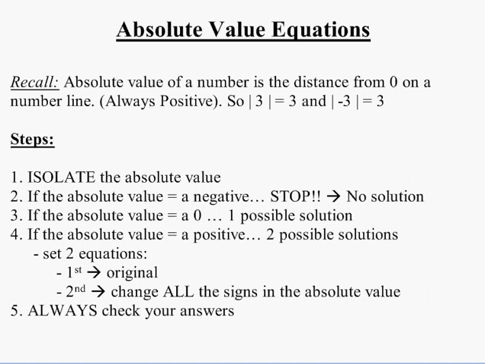Alright, so we have absolute value equations. Now recall, an absolute value of a number is the distance from 0 on a number line, so it's always going to be positive. So the absolute value of 3 is going to equal 3, and the absolute value of negative 3 will equal 3 as well.